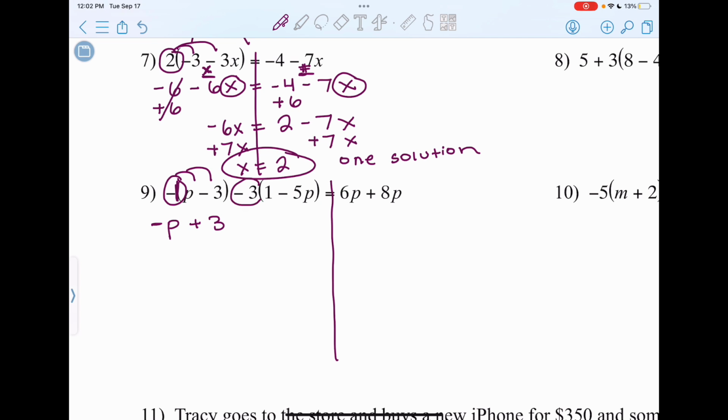I then am going to multiply negative 3 to 1 and to negative 5p. Negative 3 times 1 is negative 3. And negative 3 times negative 5p will be positive 15p. Make sure you distribute with the negative.